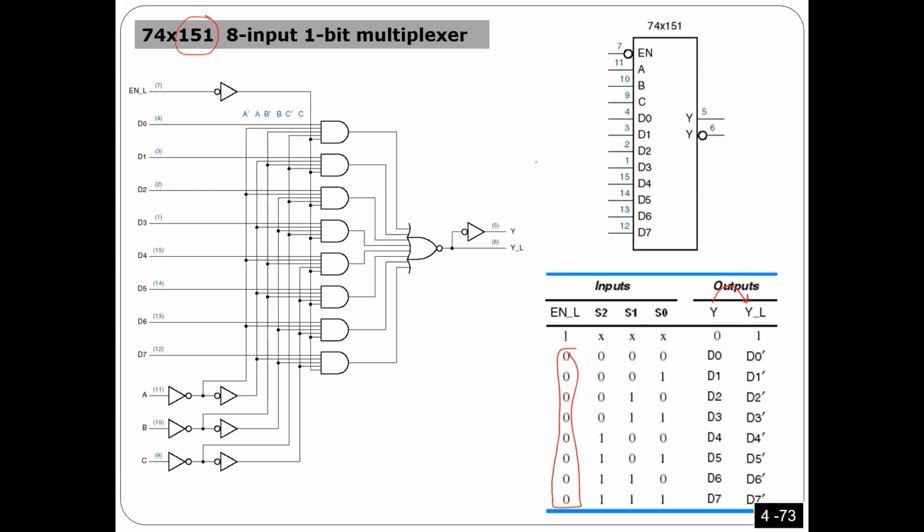So now it works as a normal multiplexer. If the input is number 0, the output is D0. And for sure, this is always the complement. If the input is number 4, the output is going to be equal to D4, and so on. If the input is number 7, it should be D7. Any questions?